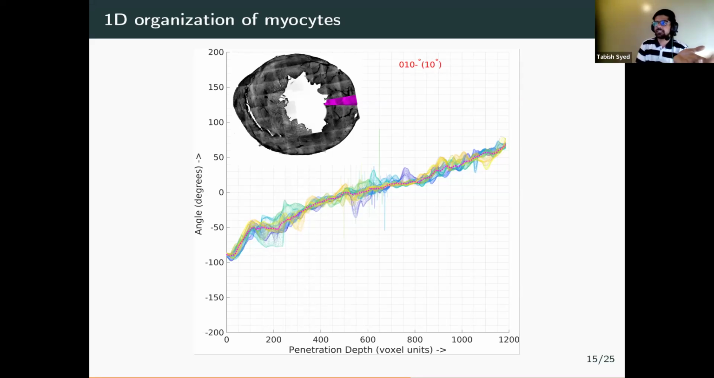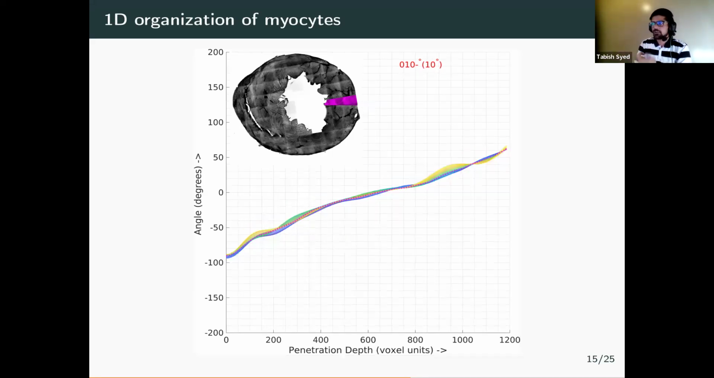When you look at it at the cellular scale, this is what the orientation looks like. So from outside on the left, inside on the right. If you do this using DTI, you get something like that, which is a smooth line from left to right.